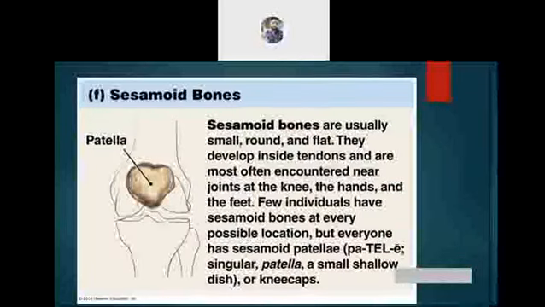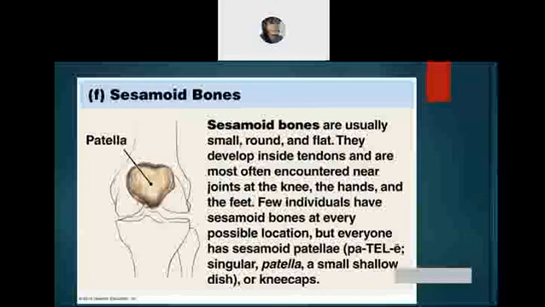Sesamoid bones are mostly small, round, and flat. They develop inside tendons and are most often encountered near joints, like at the knee. They are like the joining of two different bones, a connection, supporting each other. This is known as a sesamoid bone. You'll find it in your patella, and the appearance is small, round, and flat.